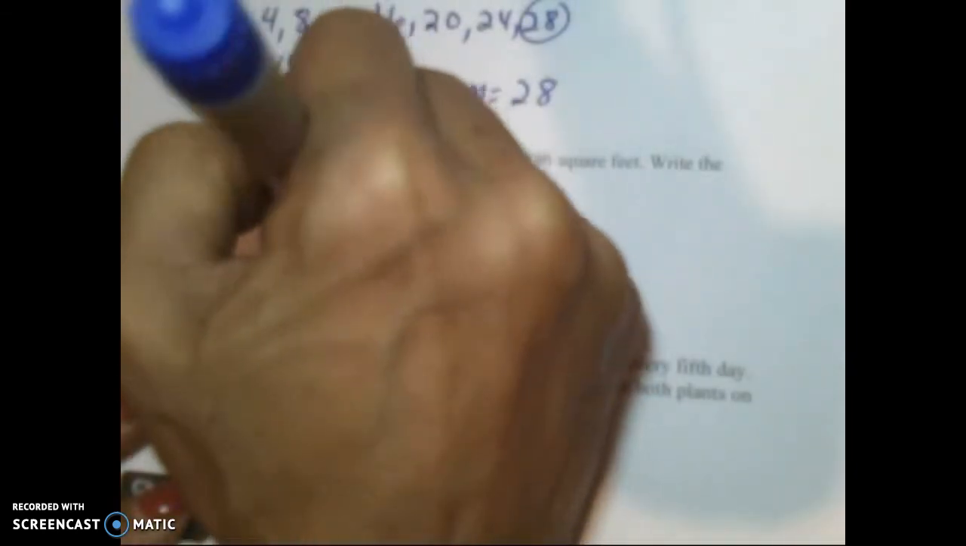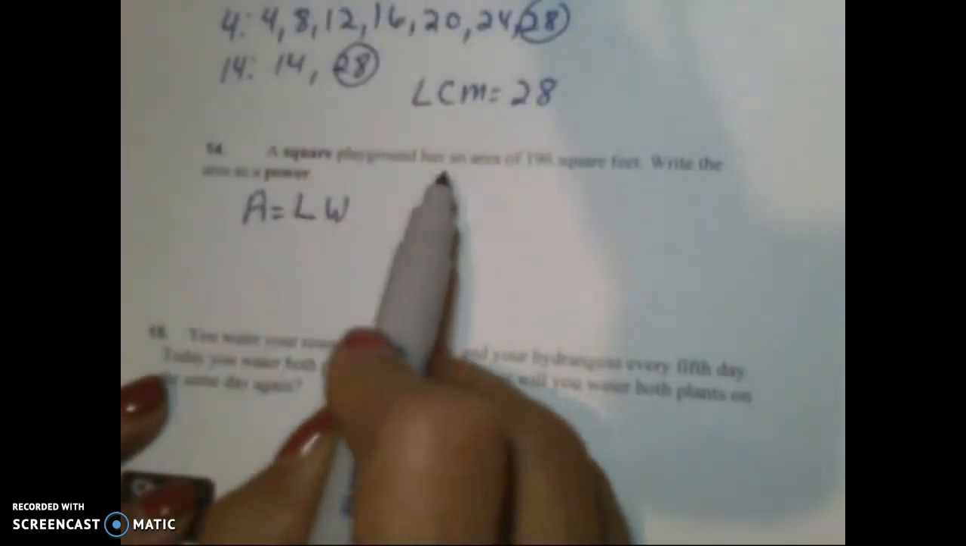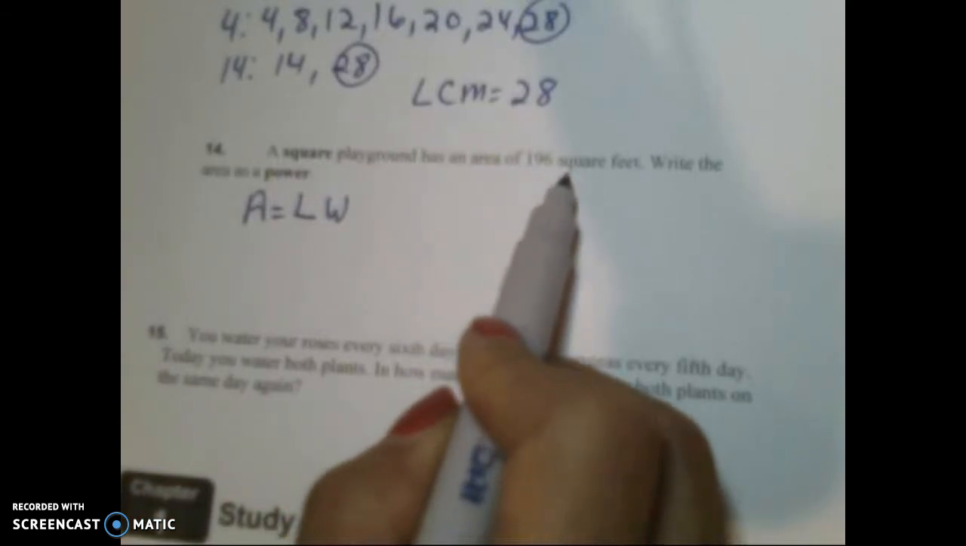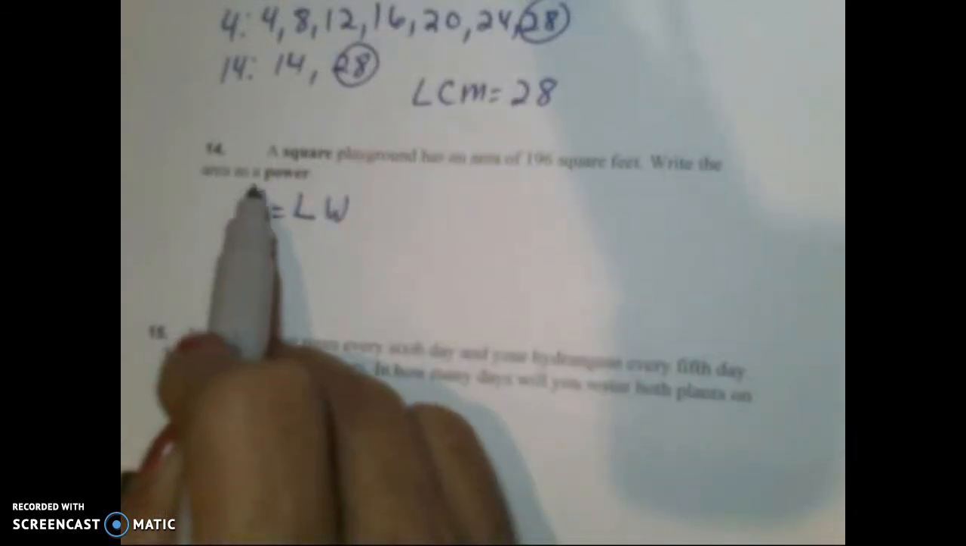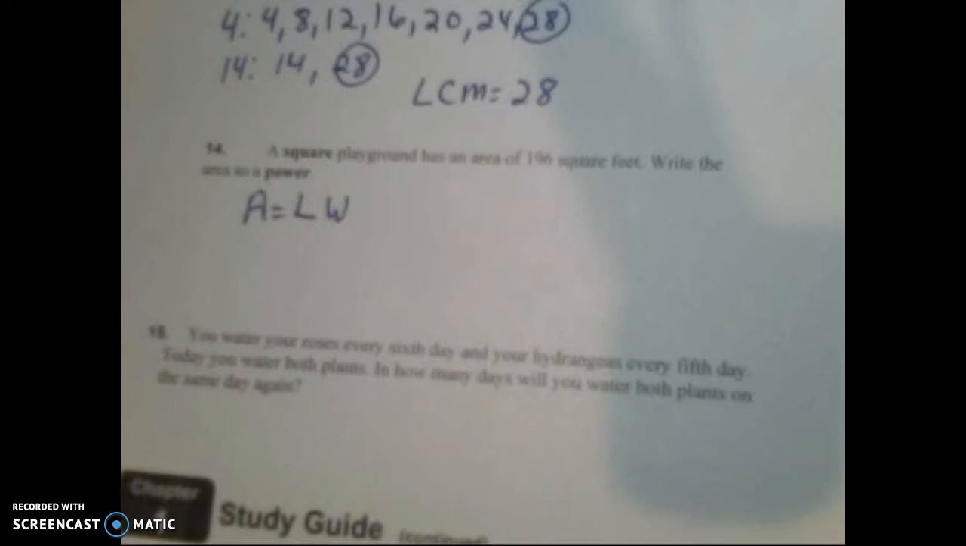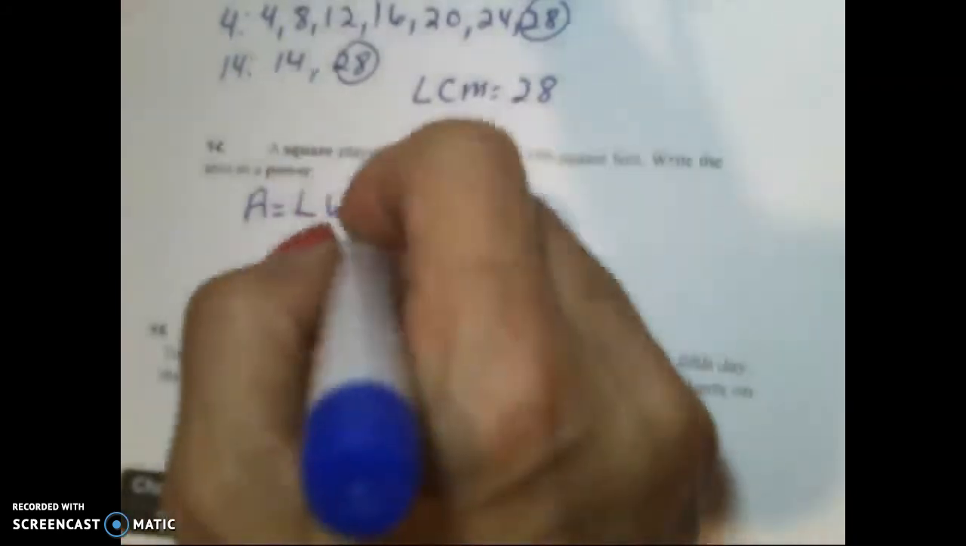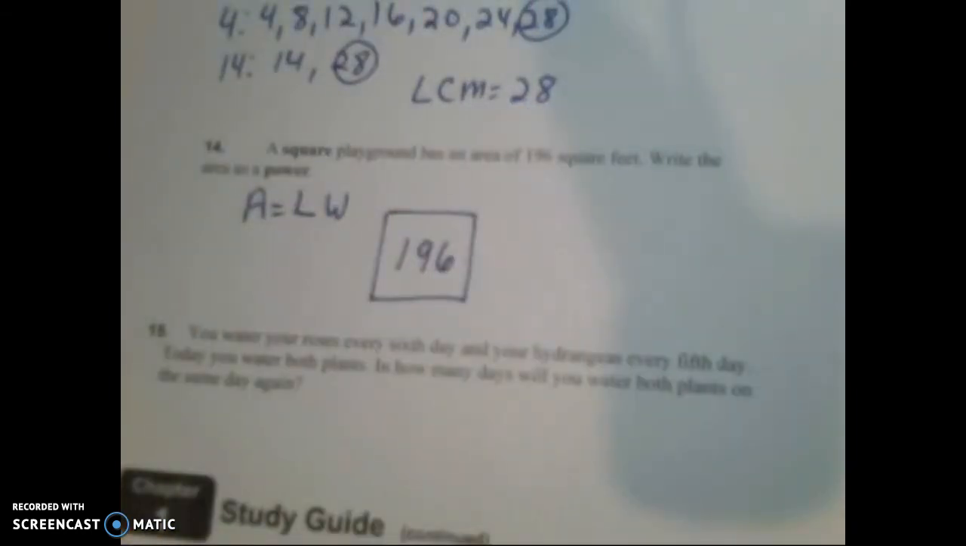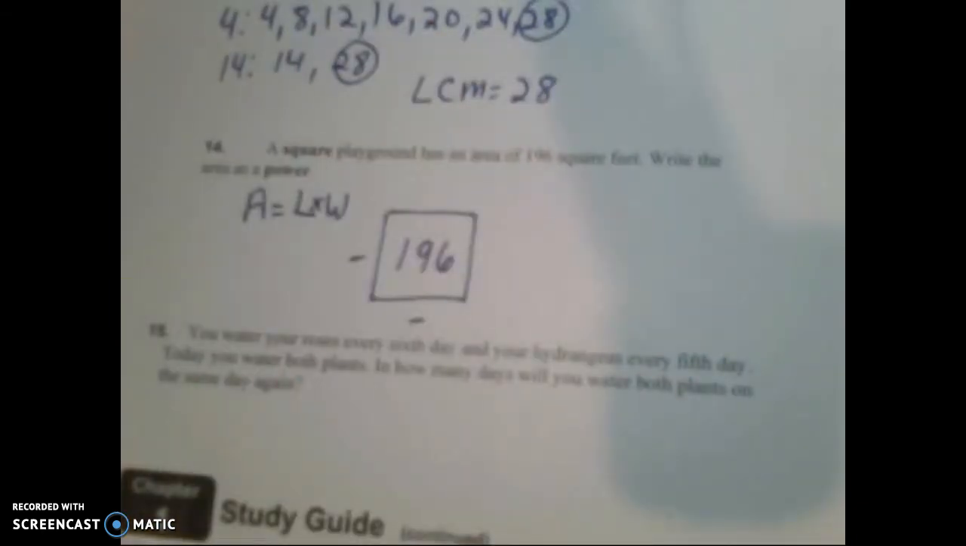All right. A square playground has an area of 196, while area equals length times width. So it has an area of 196 square feet. Write it as a power. So you know you're going to have an exponent. Well, if there was a square playground and the area on the inside is 196, then I know there's a number times a number that's going to equal 196 because area equals length times width.